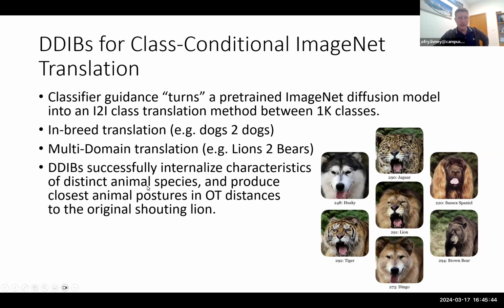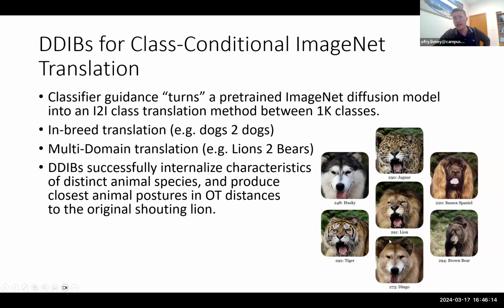So what they claim is first that in terms of postures and poses, DDIBs actually performs well in terms of OT distances. What they mean by that is that you can see that the poses of the results are sustained or the same. And they also claim that DDIBs successfully internalize the characteristics of distinct animal species.